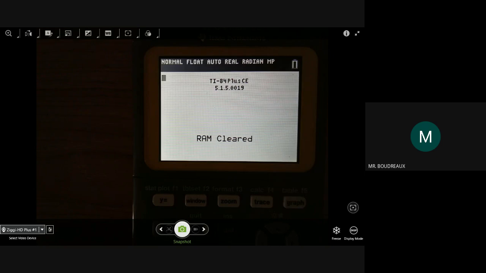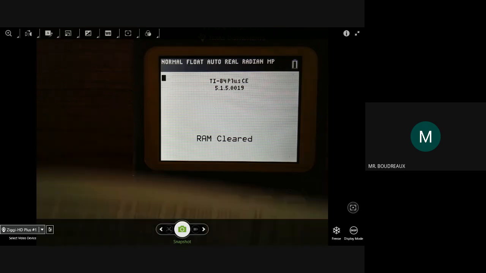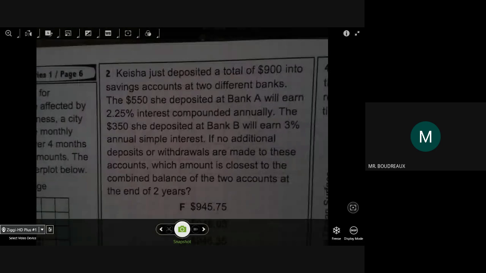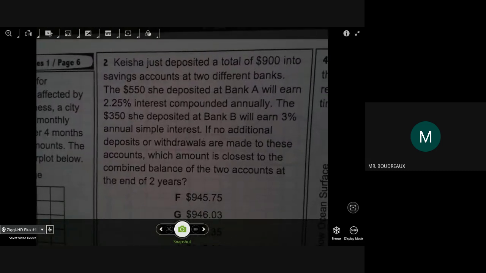So just a little bit of information. Keisha just deposited a total of $900. She's putting it in two different accounts. One has 550 and one has 350. They have two different interest amounts and they have 2 years as the time. I'm going to type this so that you can see it. There is your problem.